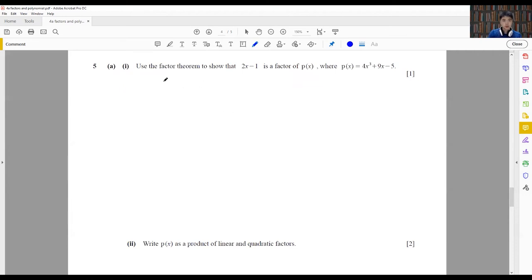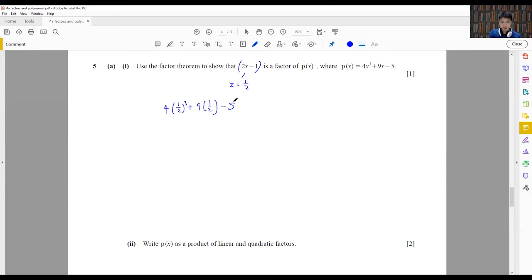Next question here. Use the factor theorem to show that 2x minus 1 is a factor of p(x), where p(x) is equal to 4x cubed plus 9x minus 5. Use the factor theorem, meaning we're going to substitute into the equation. Since they've specified, you have to do what they say. x is equal to 1 over 2. Substitute it into the equation: 4 times (1 over 2) cubed plus 9 times (1 over 2), and then minus 5.